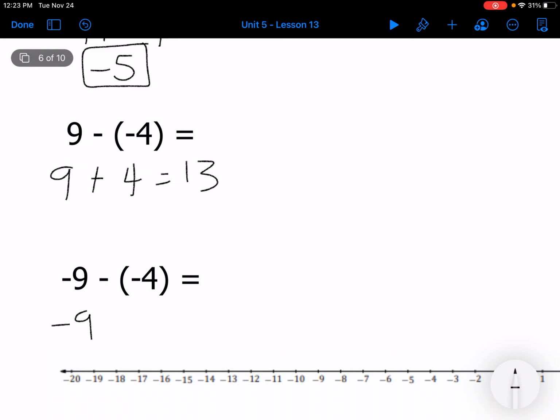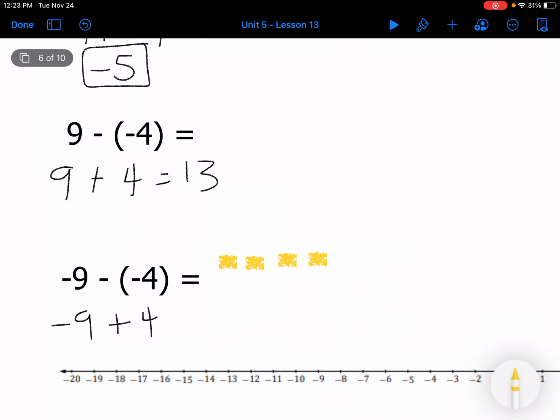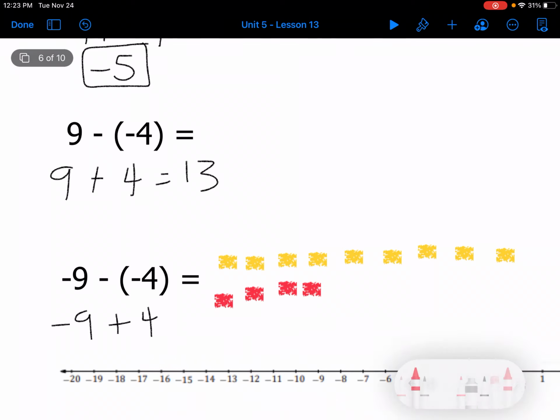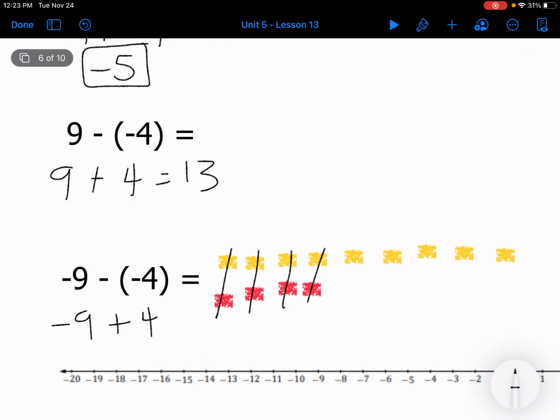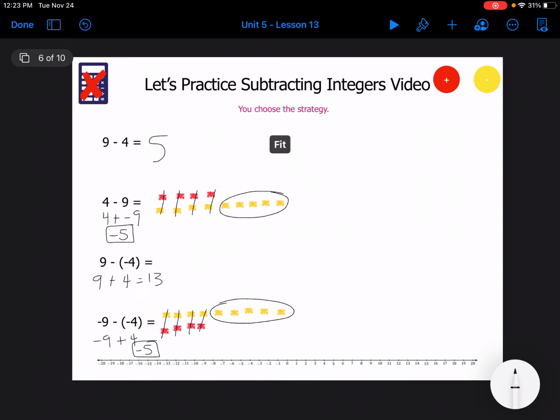-9, and then I'm adding the opposite, plus 4. So I end up with 9 negatives, 1, 2, 3, 4, 5, 6, 7, 8, 9. And I have 4 positives, 1, 2, 3, 4. Then I'm going to cross them out. And I end up with 5 negatives. Because negative is yellow.